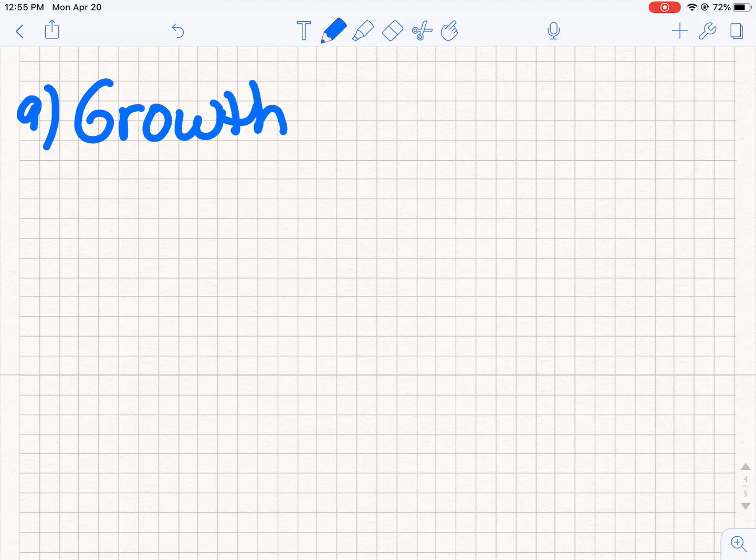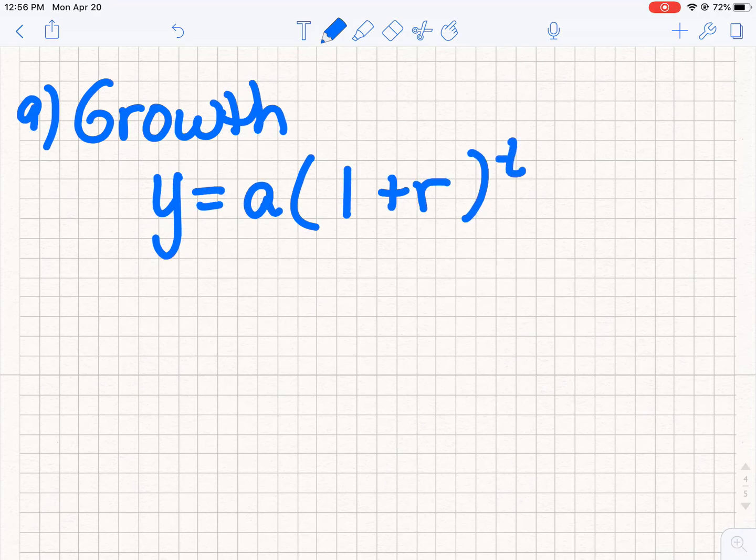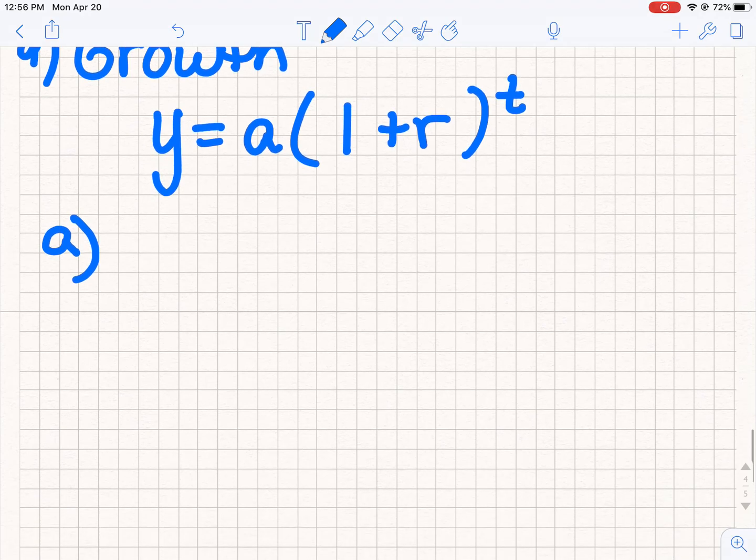Some of you came up with your own formula. All we talked about was growth, decay, and compound interest. This was a growth. So y equals a(1 plus the rate) to the time. Now part A asks you to create a function, which just means create an equation in function form to model this situation.